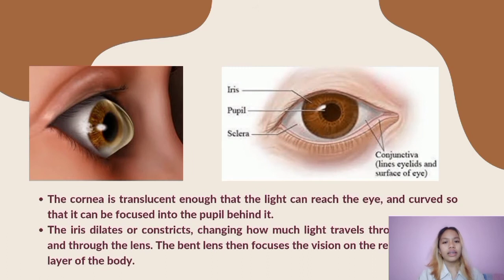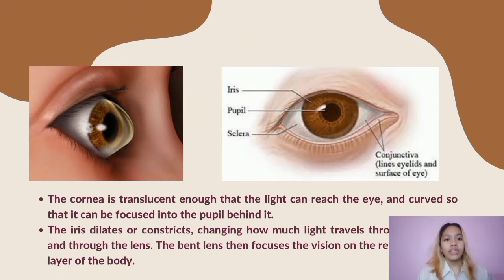The cornea is translucent enough that light can reach the eye and curve so that it can be focused into the pupil behind it. The pupil is a hole in the colored disc of the iris. The pupil undergoes the process which allows us to perceive images. The pupil also opens and closes to control the amount of light that is allowed to enter the eye.